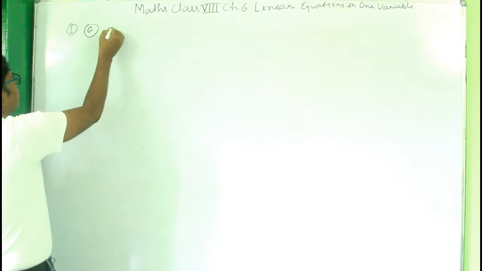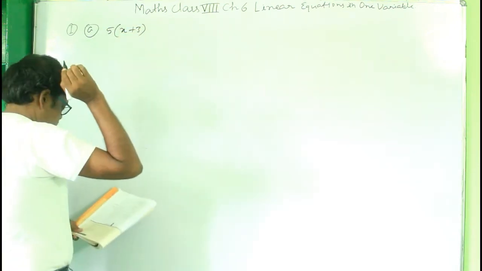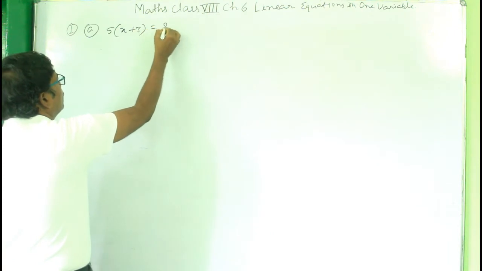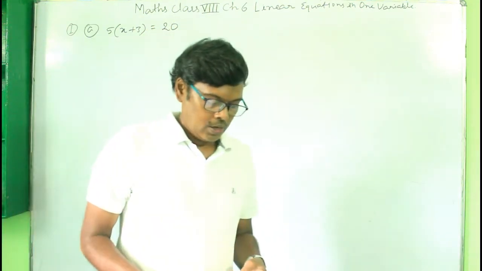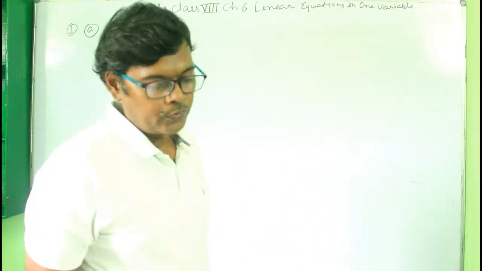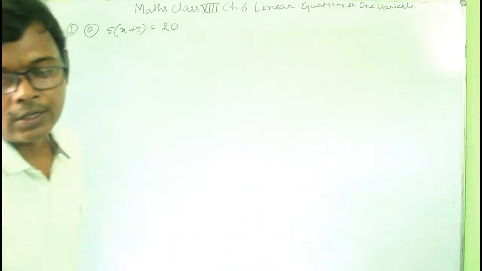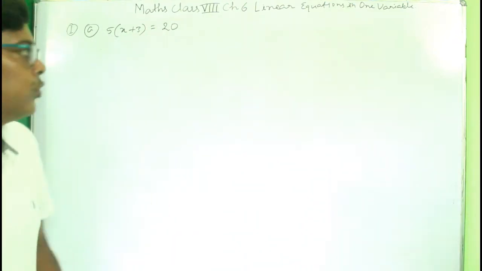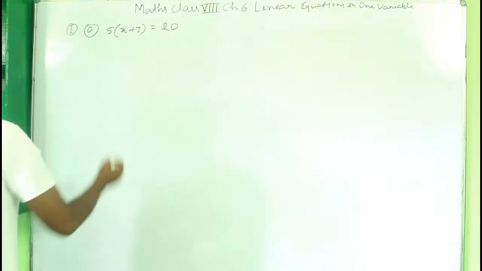5 into bracket x plus 3 equal to 20. Okay, this is the question, and we have to solve this question and then also verify the solution. Okay, we have to check our answer also. So first solve this question.